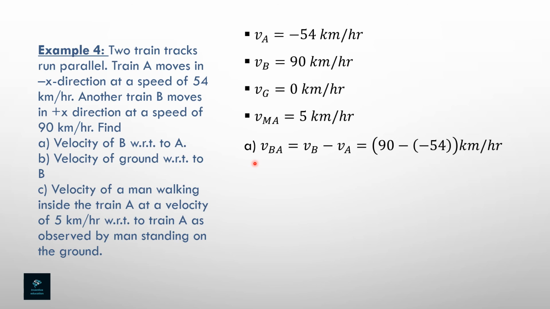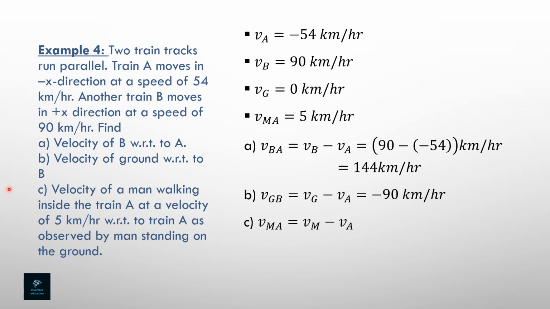So we can calculate velocity of train B with respect to train A as velocity of B minus velocity of A. This is equal to 90 minus minus 54 km per hour. This gives relative velocity of B with respect to A as 144 km per hour. Now the velocity of the ground with respect to train B is calculated as VGB equals VG minus VB. Since VG is 0 and VB is 90, we get VGB is equal to minus 90 km per hour.